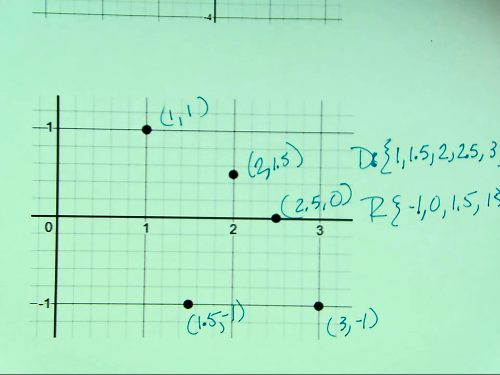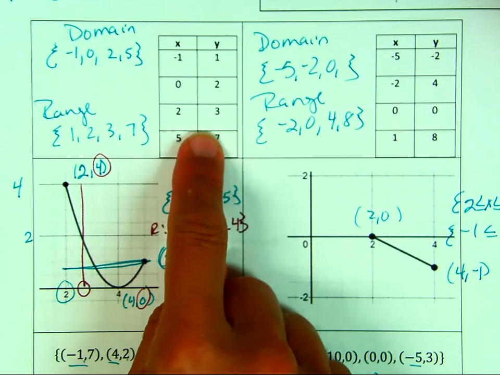So that is how you find the range and domain, whether it's a graph, a set of points, or a table. That is how you find the domain and range.